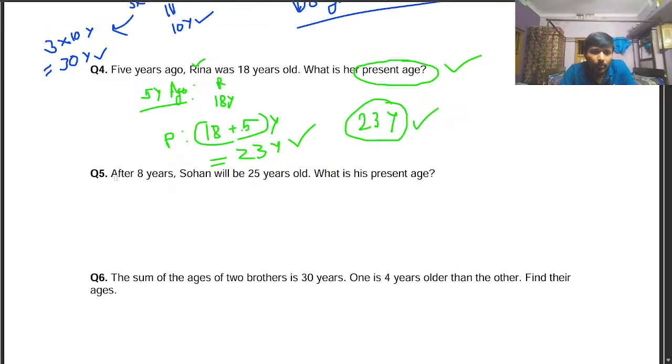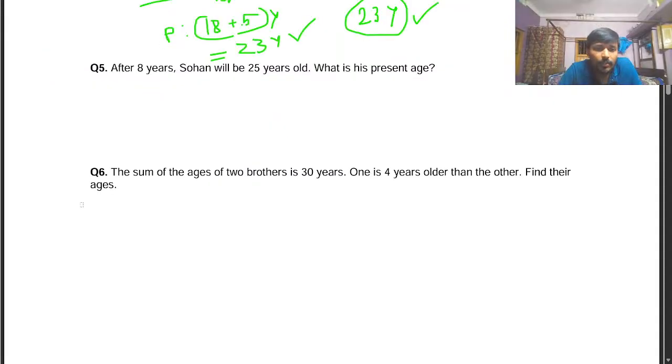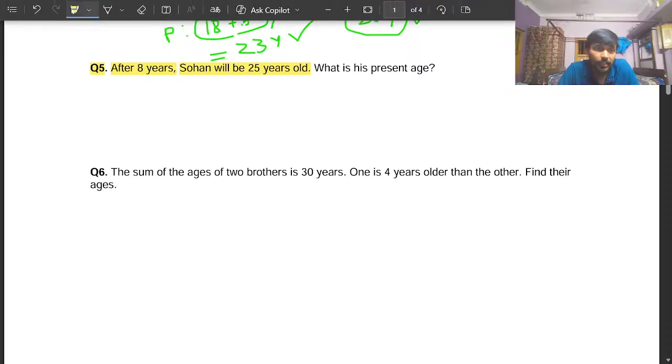Now we are moving to the next question. Question number 5. After 8 years, Sohan will be 25 years old. What is his present age? Sohan will be 25 years old after 8 years.